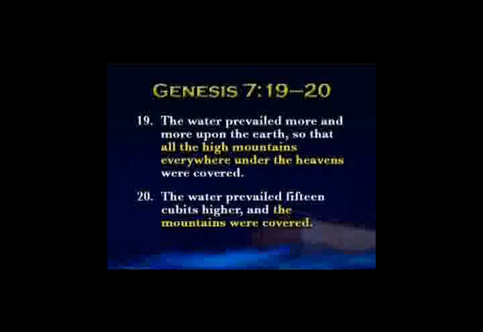It says, the waters prevailed more and more upon the earth, so that all the high mountains everywhere under the heavens were covered. The water prevailed 15 cubits higher, and the mountains were covered. Now, let's suppose that we're all mountains in here, and let's suppose that this little thing here is like Elijah's jar, or was it Elisha, the jar of oil that never ran out. And I start pouring water on the mountains down here. What's going to happen? Well, the water's just going to pile up on top of their head, isn't it?